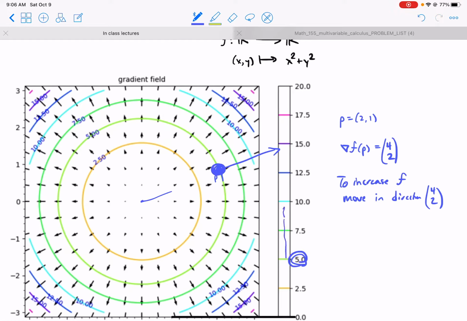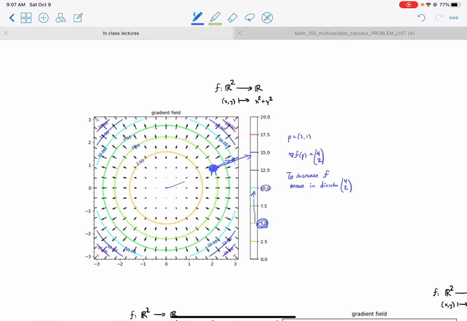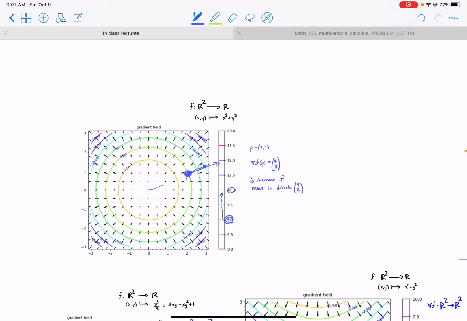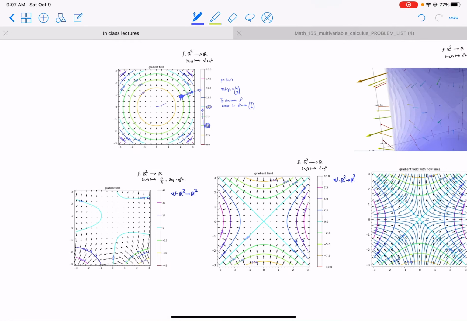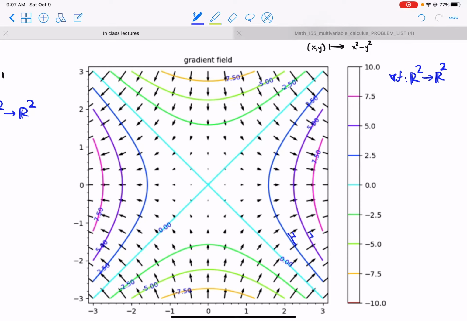But let's say we want to increase the function value and get to 10. Well, we could go over here and then we'd get to 10. But that wasn't the quickest way. What we should do is just go right in this direction, and then we'll get to 10 much more quickly. Okay. So now you know what it means. The gradient tells us how to move to increase. And you'll see this in the other plots too.